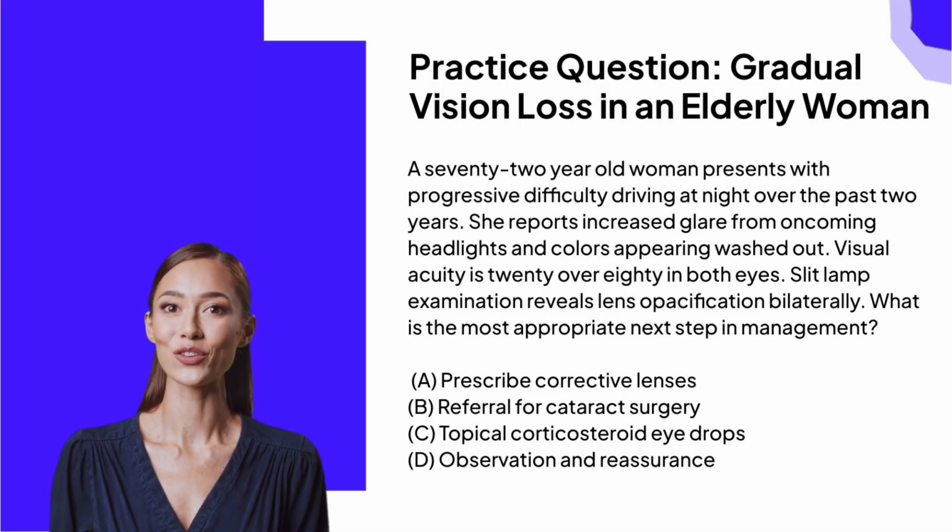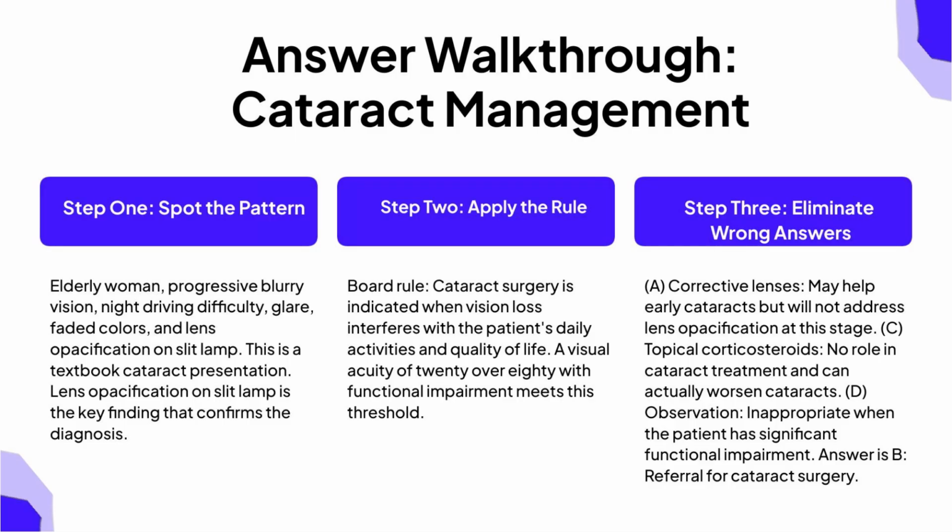Now look at the answer choices and think about which ones you can eliminate right away. Here is how to walk through this answer. Step 1. Spot the pattern. The buzzwords are all there. Elderly patient, progressive blurry vision, difficulty with night driving, increased glare, washed out colors, and the slit lamp showing lens opacification. This is a classic cataract stem.